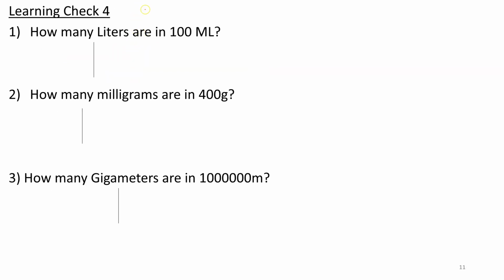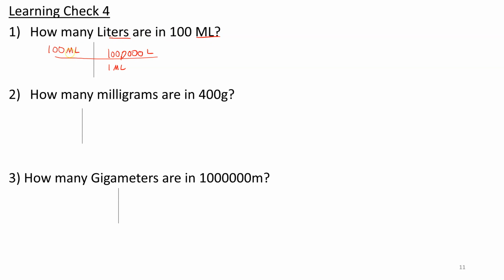So let's try some more questions. How many liters are in 100 megaliters? Well, we know that whatever we start with goes in the upper left-hand corner. So what is the relationship? The relationship is that there is exactly 1 million liters in 1 megaliter. So 1 megaliter, 6 zeros, 1, 2, 3, 4, 5, 6, in 1 liter. So we're going from megaliters to liters.